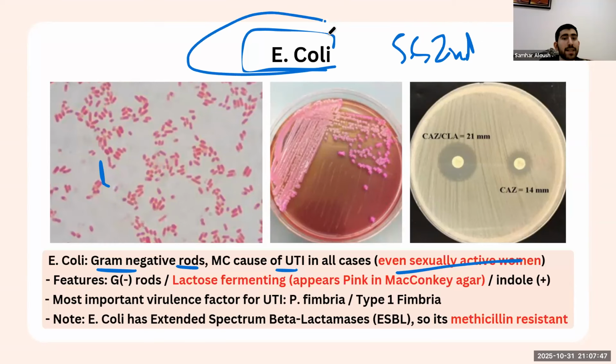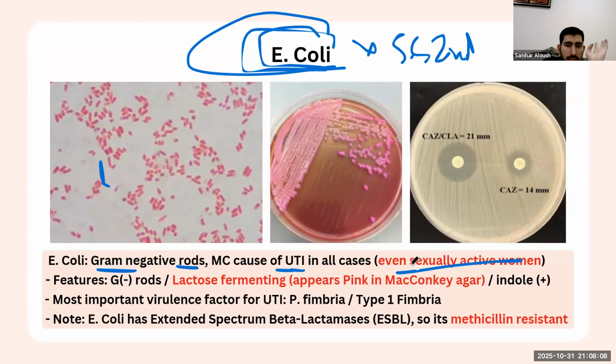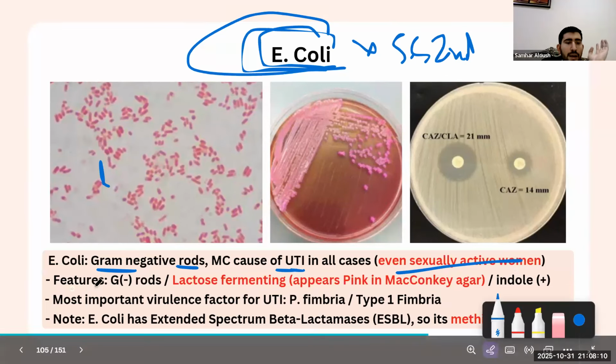The most common cause is still E. coli. So in all cases, the most common cause of UTI is E. coli, unless they tell you special features of a bacteria that show it's not E. coli. Then you won't choose E. coli. Otherwise it's E. coli, even in sexually active women. So E. coli, gram negative rods, is the most common cause of UTI in all cases, even sexually active women.